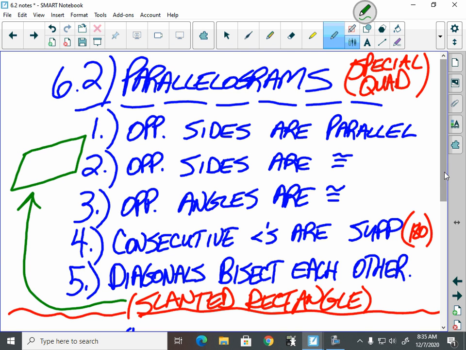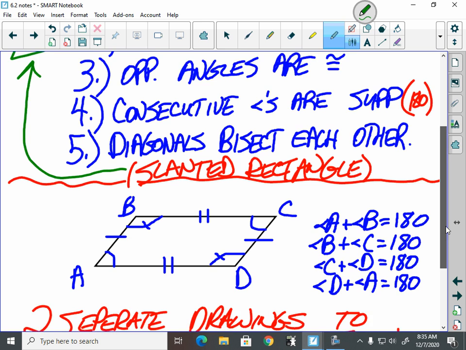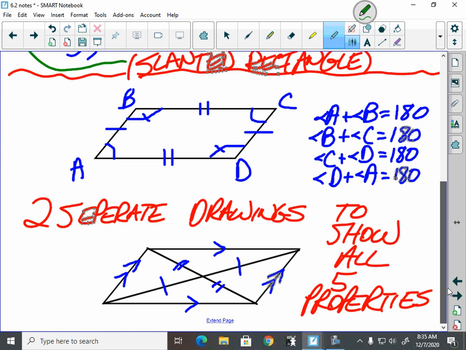I'm going to scroll, which means you're probably going to have to pause the video. Okay, so now you wrote down those properties. Here's what it looks like. That is a parallelogram. Opposite sides are congruent. Opposite angles are congruent. And consecutive angles are supplementary, meaning that this plus that equals 180, or this plus that equals 180, or this plus that equals 180, or this plus that equals 180.